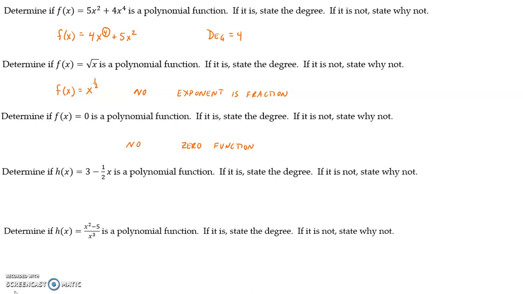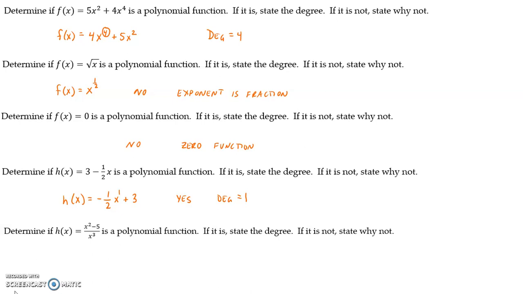For our next one, we have h of x equals 3 minus 1/2 x. We can rewrite this in descending order. Usually we'll see our x term first, and then our constant. And this is an example of a polynomial function. And our degree here, the highest exponent is a 1. On our x, there is no exponent written, but it's implied to be a 1. So this would be a polynomial of degree 1.